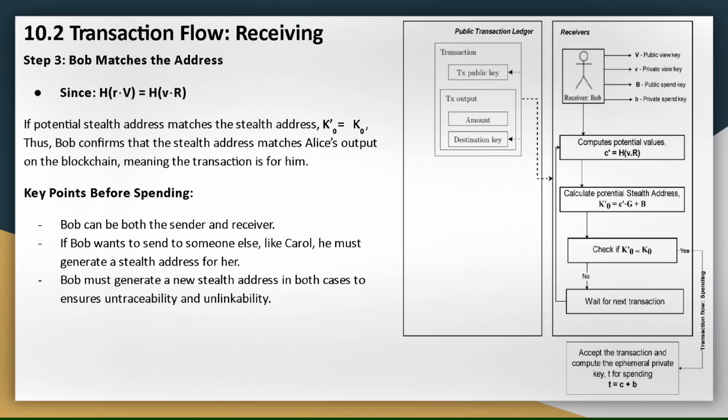If Bob wants to send to someone else like Carol, then he will generate a stealth address for her, the same as what Alice has done for Bob. Bob must generate a new stealth address in both cases to ensure untraceability and unlinkability. Even if Bob is the receiver himself, like if Bob wants to deposit an amount to his own wallet, he still has to generate a new stealth address for his wallet to ensure untraceability.